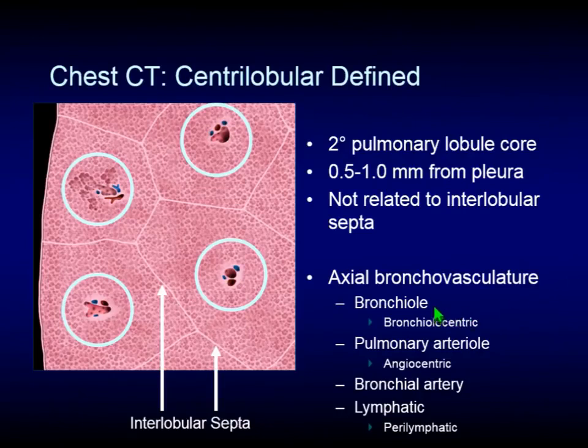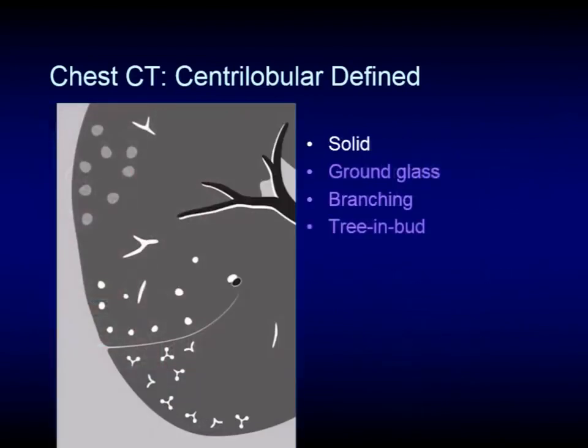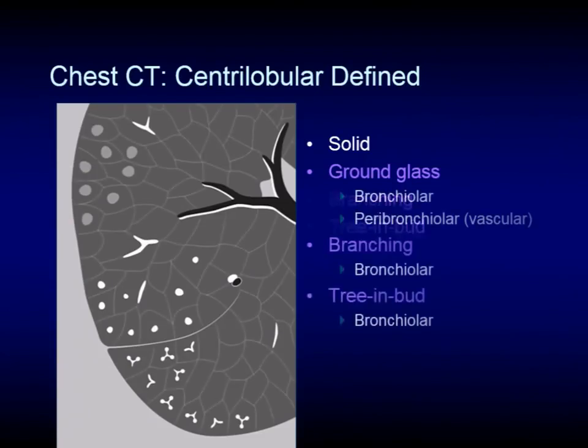Now sometimes, if you know the cause or how the nodule or the pattern got there, if we really think it's an airway process, we may use the term bronchocentric rather than centrolobular. If we think it's more hematogenous, as in the case of maybe METs, then we will call it angiocentric and so forth.